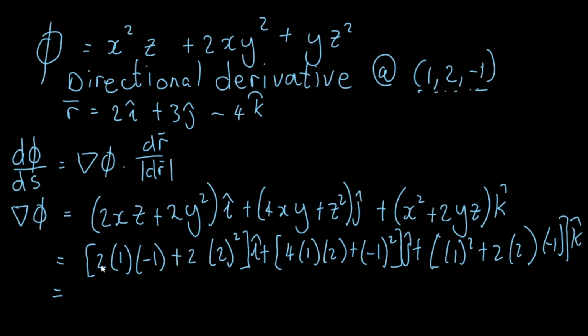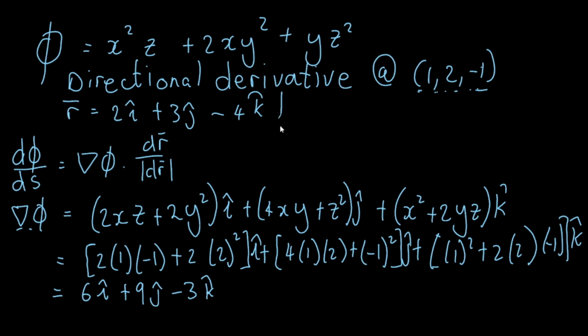So when we do this, we have 2 times 1 times minus 1, that's minus 2. Minus 2 plus 2 squared, which is 4, 4 times 2 is 8. So minus 2 plus 8 is 6i. And then minus 1 squared is just 1, so we have 4 times 2 is 8, and 8 plus 1 is 9, so I have 9j. And then 1 squared plus 2 times 2 times minus 1, that's minus 4. Minus 4 plus 1 is minus 3. Okay, so that is the gradient vector del phi.